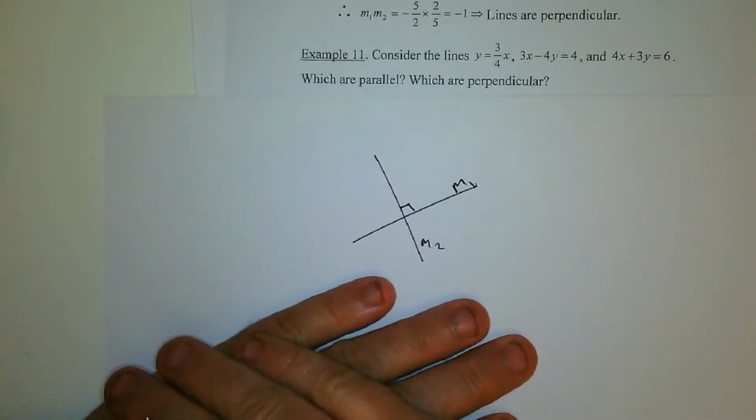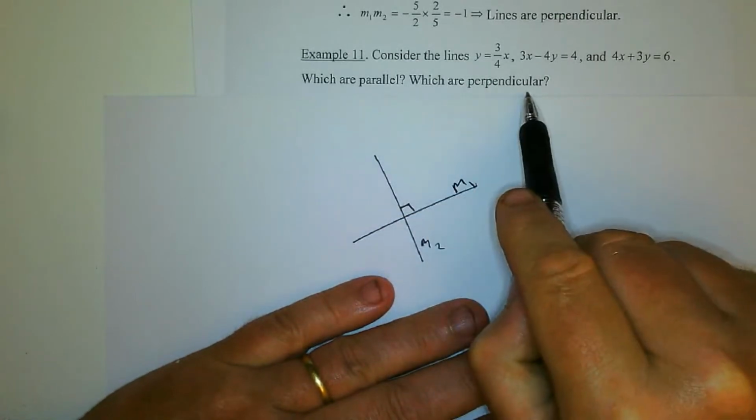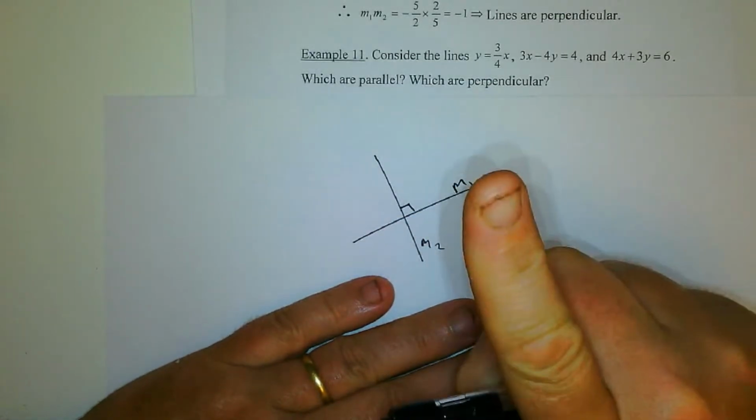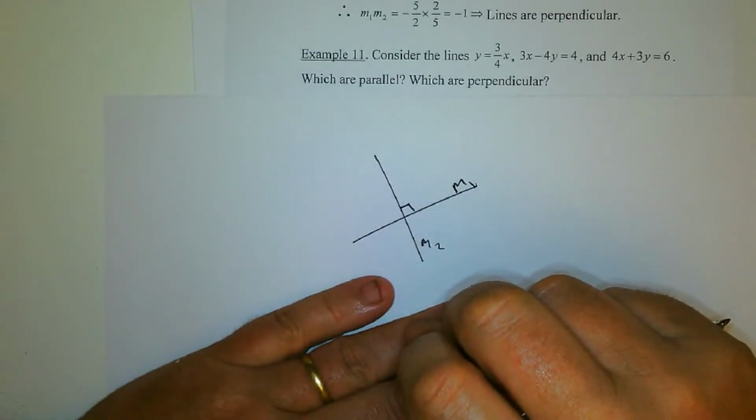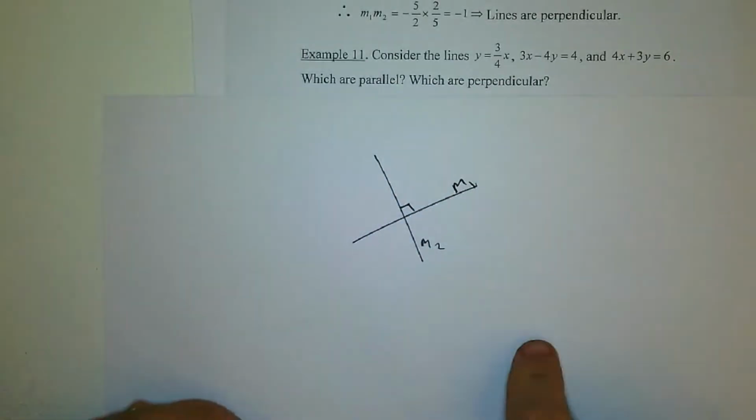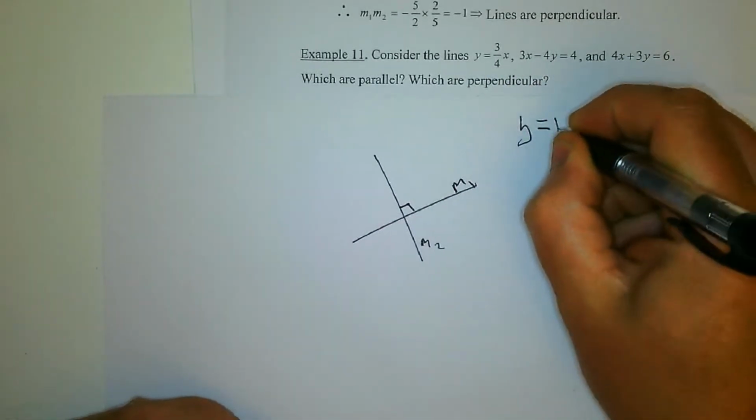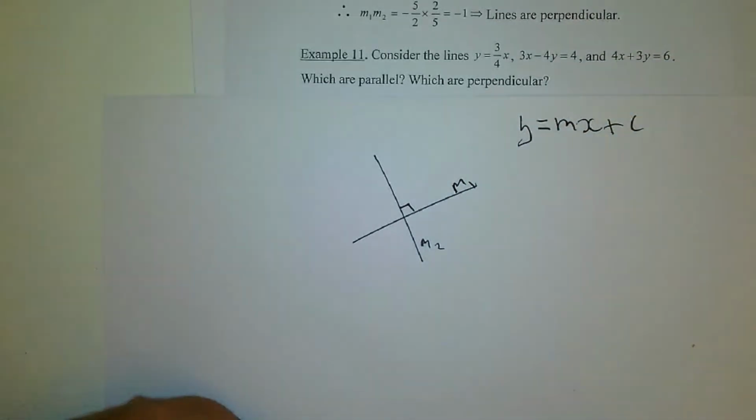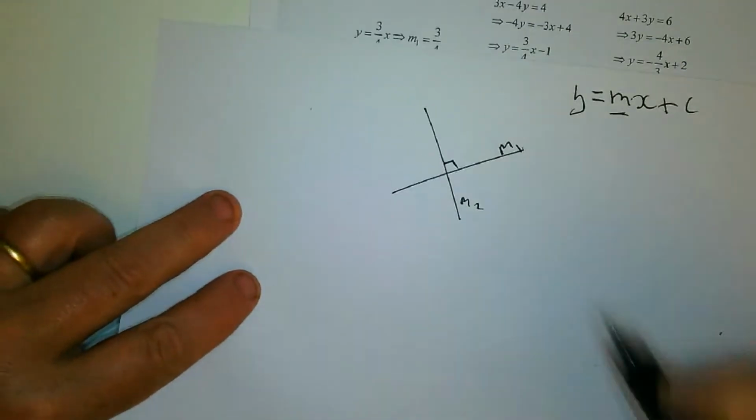Consider the lines y equals 3/4x, 3x minus 4y equals 4, and 4x plus 3y equals 6. Which are parallel, and which are perpendicular? If they're parallel, they have the same gradient. And if they're perpendicular, you get M1 times M2 equals -1. The first thing you always do with these kinds of questions, as they're all mixed up, is change them all into this form. You must rearrange them into y equals mx plus c so you can evaluate, and it's got to be y equals.